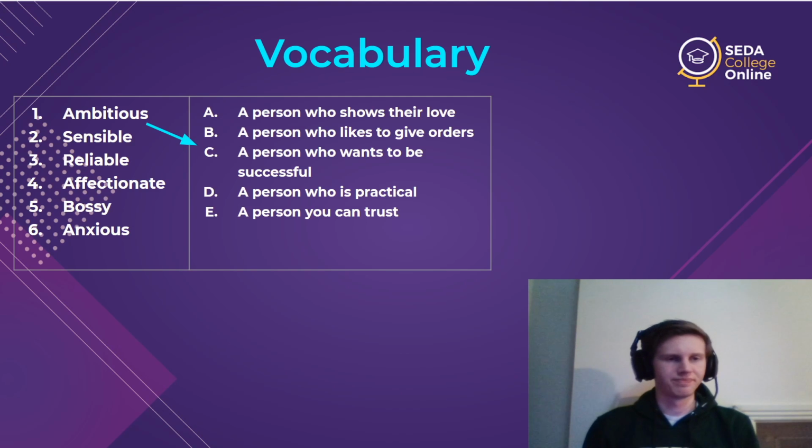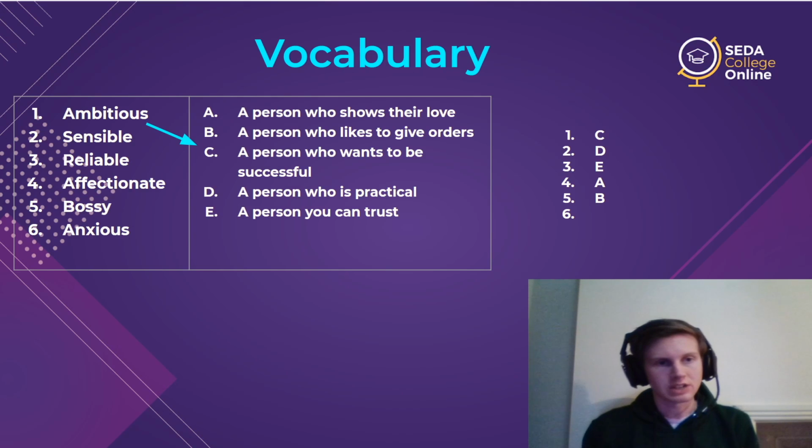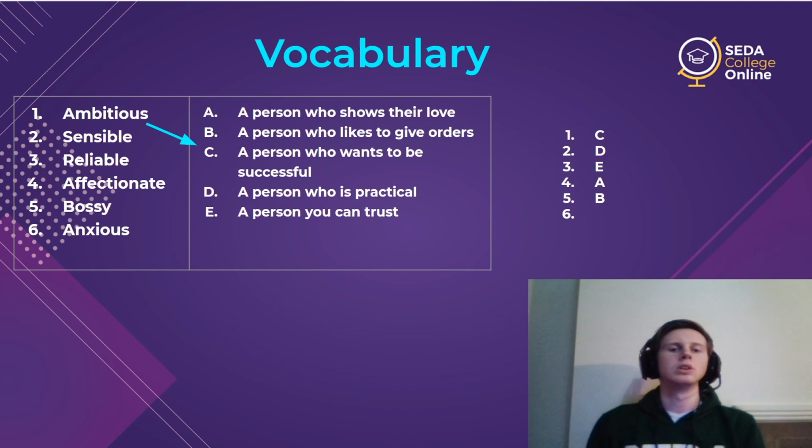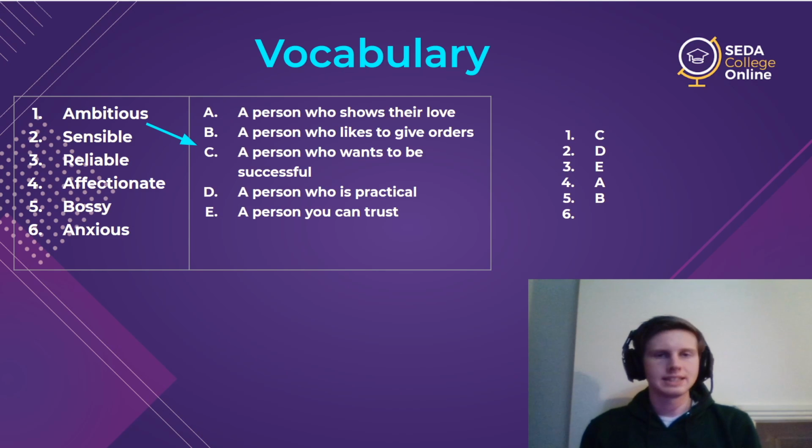All right, so let's see what the answers are. Number 1 I did for you, C, a person who is successful is ambitious. Number 2 is D, a person who is practical is sensible. Be careful with these words, especially from Latin languages, they are false friends. So a person who is practical is sensible. Number 3, E, reliable is someone you can trust. A reliable person, you know will always do what they say they will do.